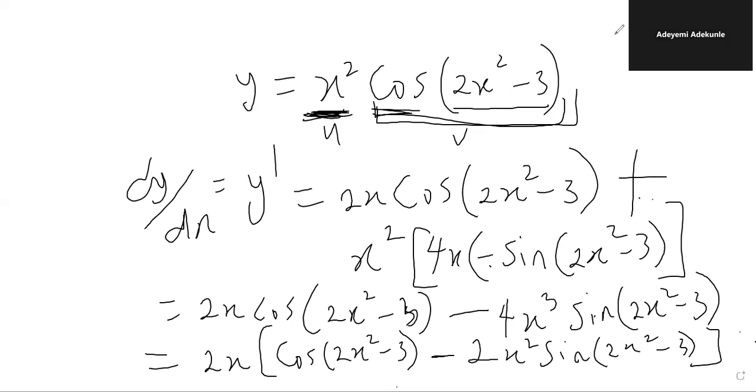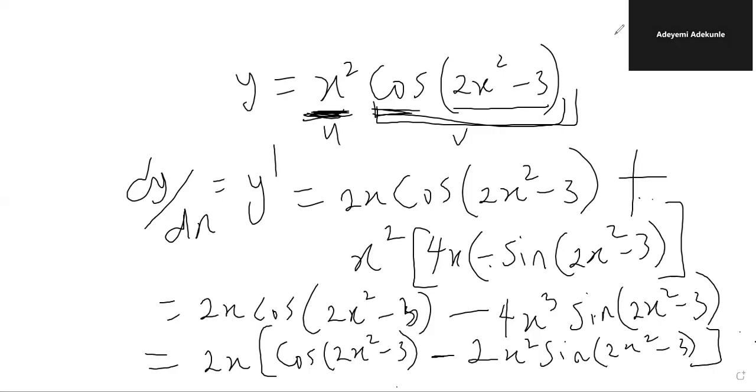So it's very, very easy. y equals x squared cos 2x squared minus 3. Our dy/dx, or y prime, or derivative, is going to be 2x into bracket of cos 2x squared minus 3, minus 2x squared sine into bracket 2x squared minus 3. Then we close the bracket. So it's very, very easy.